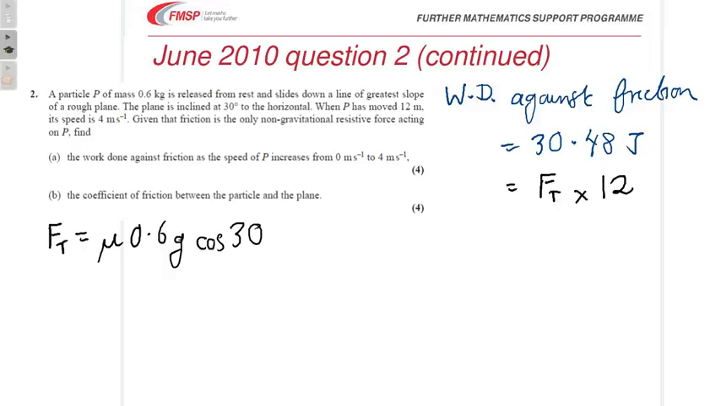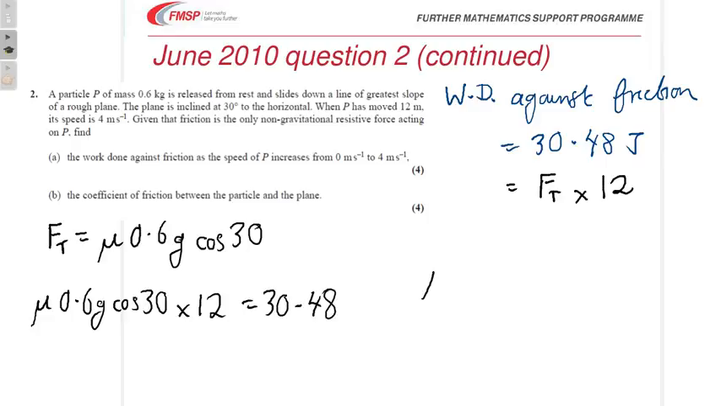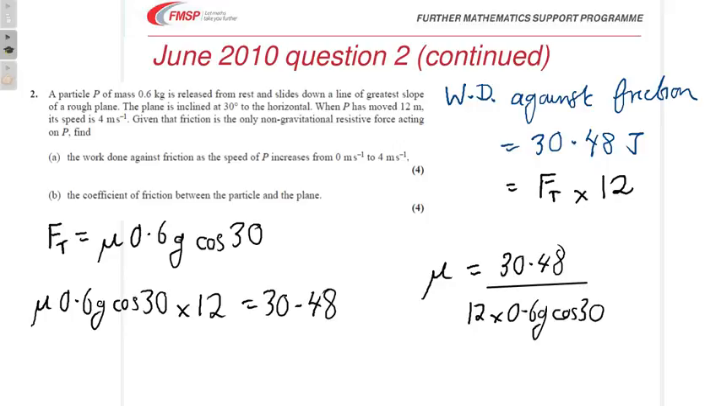So putting that all together then, the second part of the question, mu times 0.6 g cos 30, mu R, times 12 must equal 30.48, the work done. And from that we get mu equals, which comes to 0.4987, and that's the second part B, done for another 4 marks.